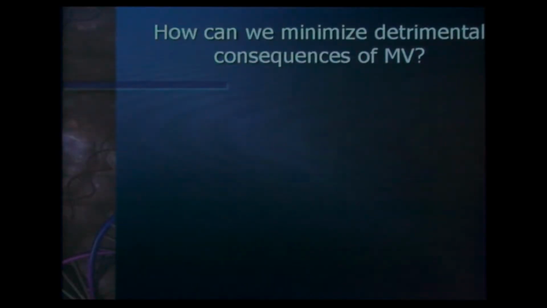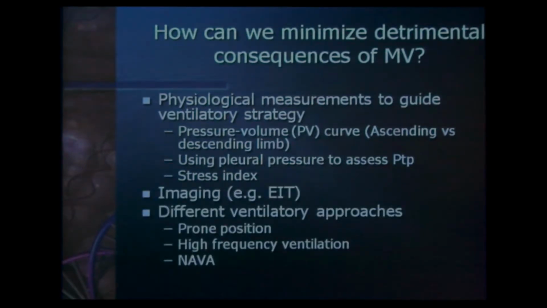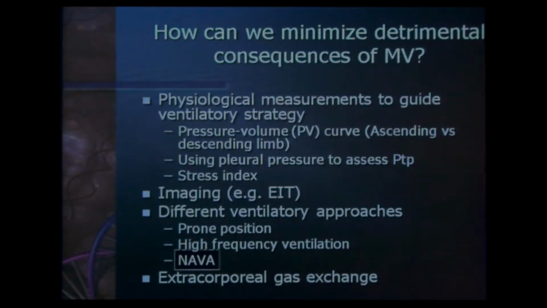So how can we minimize these detrimental consequences of mechanical ventilation? Well, there's a number of physiological approaches. I'm not going to describe these in any detail. There's imaging, perhaps with EIT, different ventilatory approaches. As you know, there's a couple of trials ongoing now with high-frequency ventilation, for example. Extracorporeal gas exchange is another approach. And I'm going to focus, just because of the topic today, just on NAVA as one possibility.